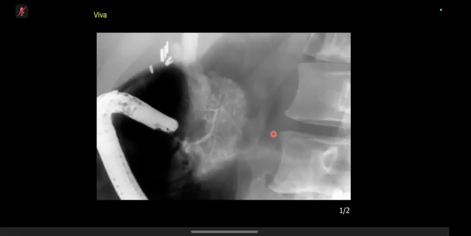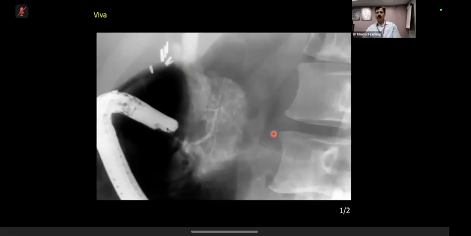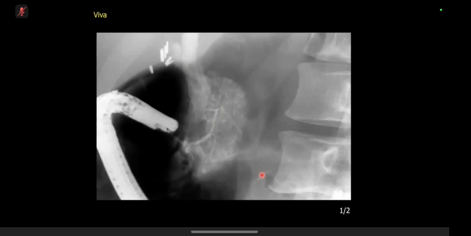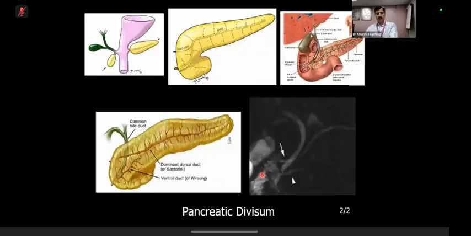Mm-hmm. Maybe there might be a tumor compressing the duct, maybe a congenital anomaly. Okay, what kind of congenital anomaly do you think of? A pancreas divisum. Okay, excellent.